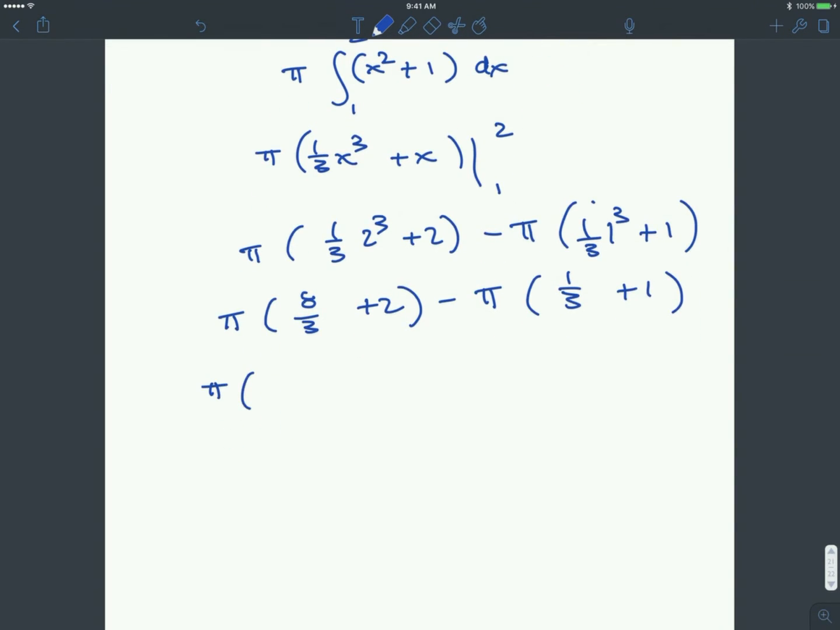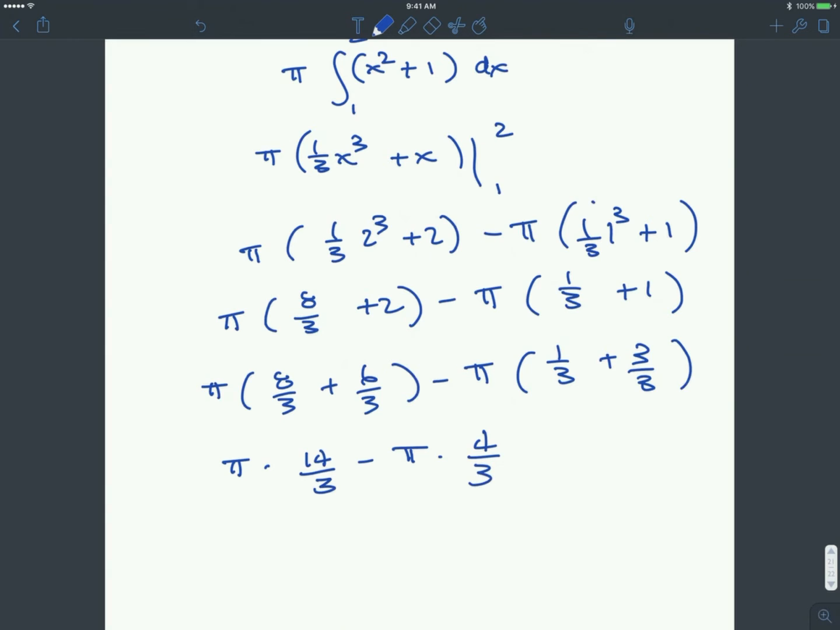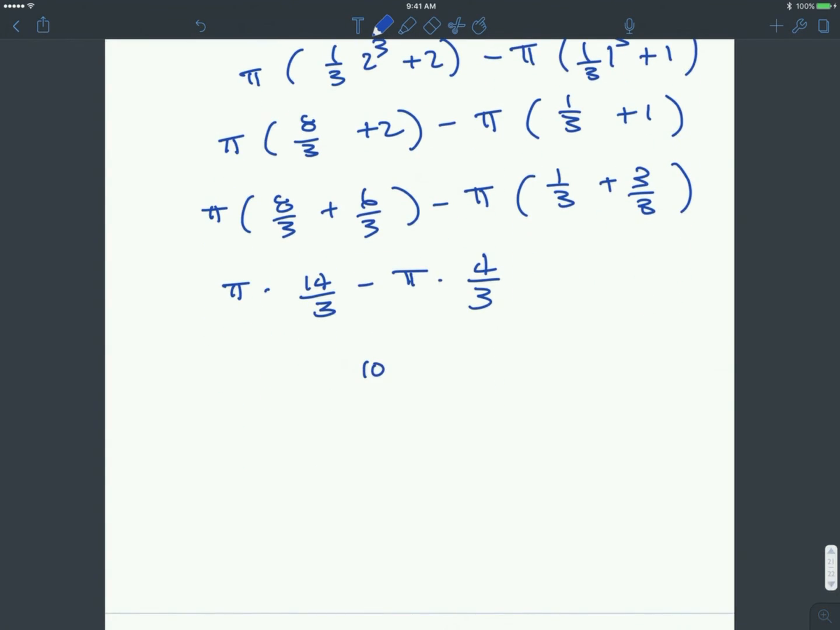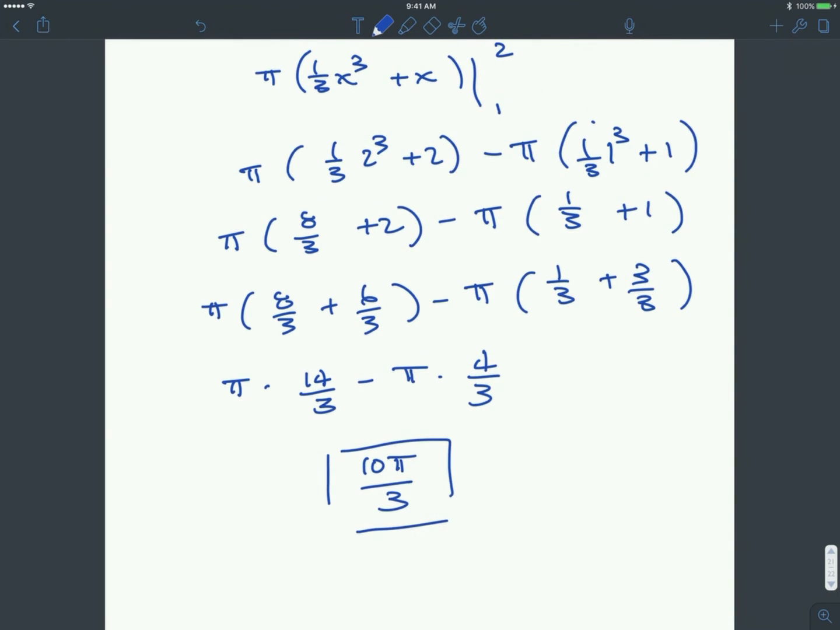So this is pi times 8/3 plus 6/3 minus pi times 1/3 plus 3/3. Pi times 14/3 minus pi times 4/3. 10 pi over 3. Now, this is the correct limits with our correct answer.